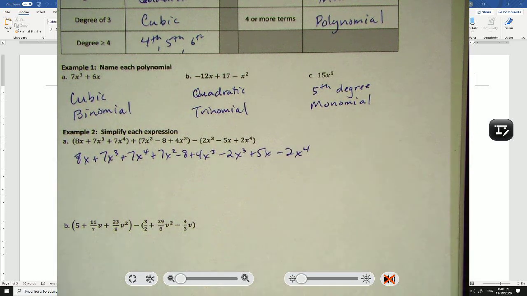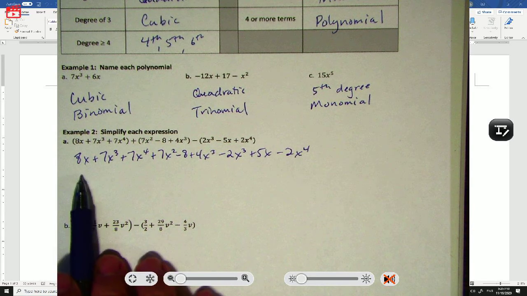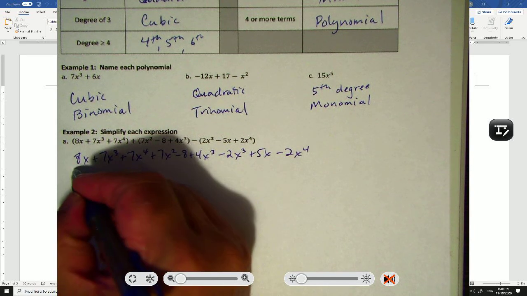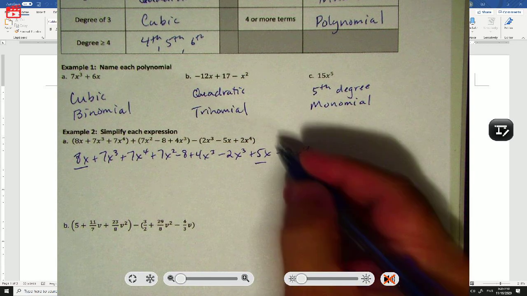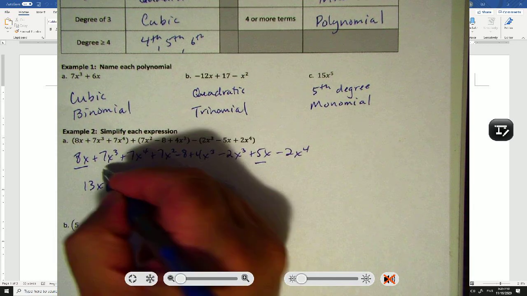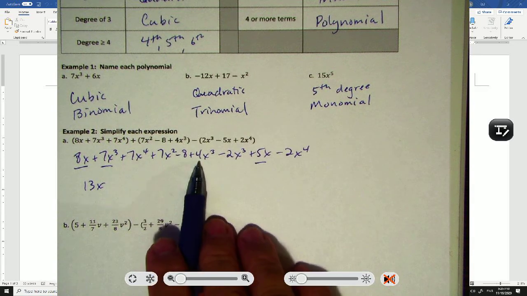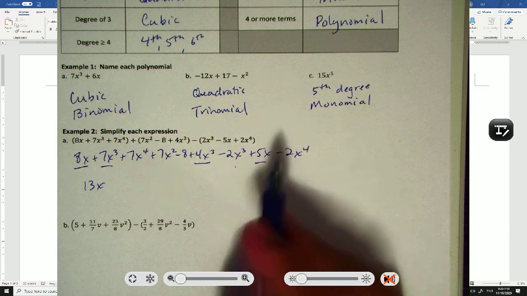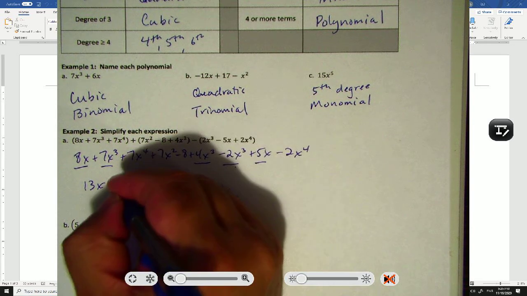Now, when we're combining like terms, we're going to find all the variables with the same exponent. So 8x gets combined with 5x, right? In fact, I'm going to underline the ones that get used up. 8x plus 5x is 13x. 7x cubed plus another cube, so that's 4x cubed. That's 11x cubed so far. And then minus 2x cubed. That's going to make 9x cubed.